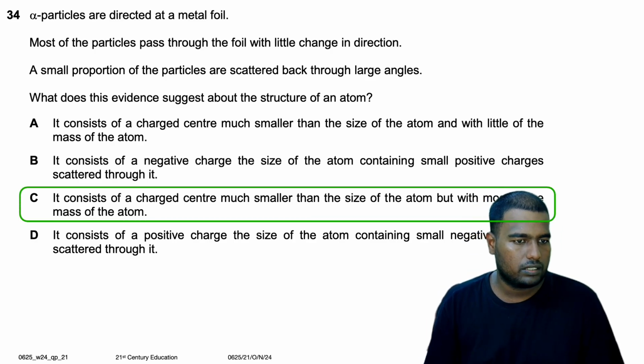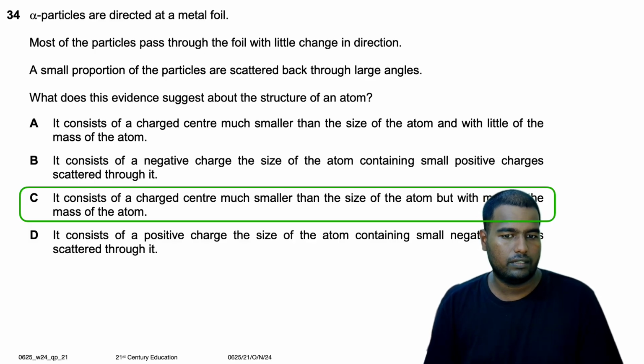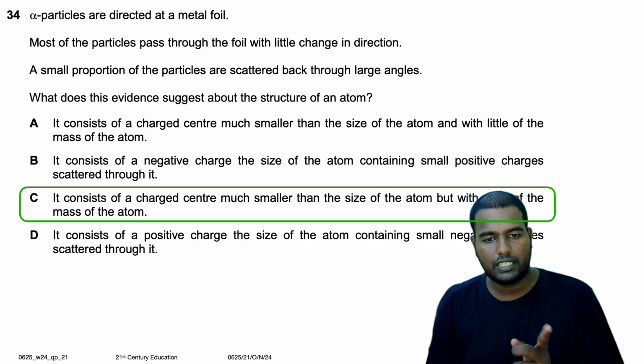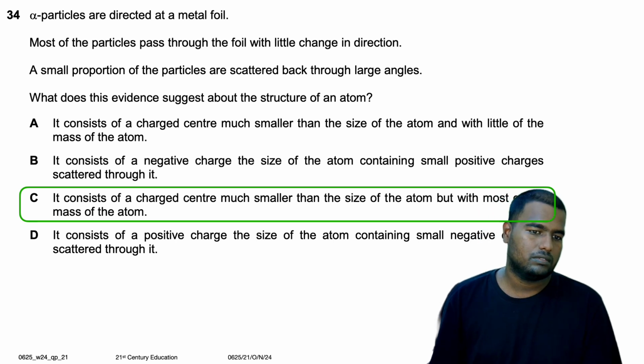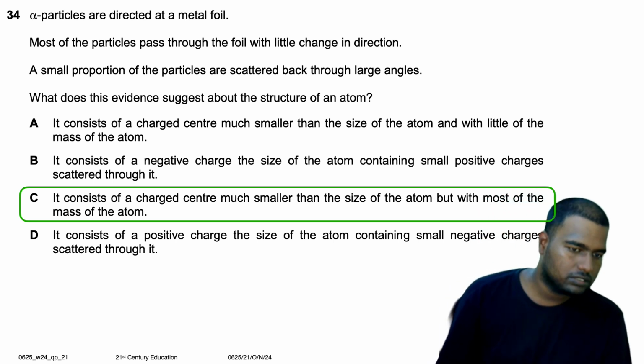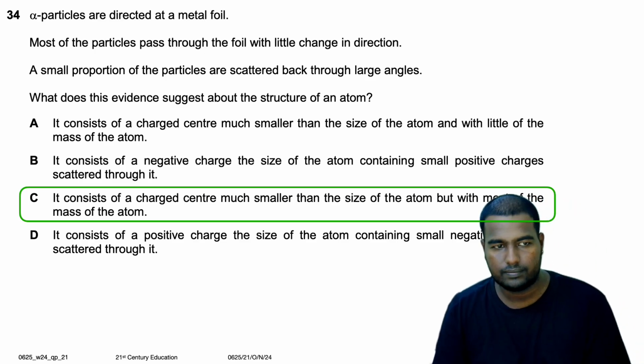Why are all the others wrong? It consists of a charged center much smaller than the size of the atom and with little of the mass of the atom. If it has little of the mass, the alpha particle will not be affected. Only if there is enough mass can it rebound the alpha particle. Okay, consists of negative charge. If it's negative charge, the alpha particle would have stuck to it. So B is also wrong. It consists of a positive charge the size of the atom containing small negative charges scattered through it. D, it's also wrong. So only C is right.